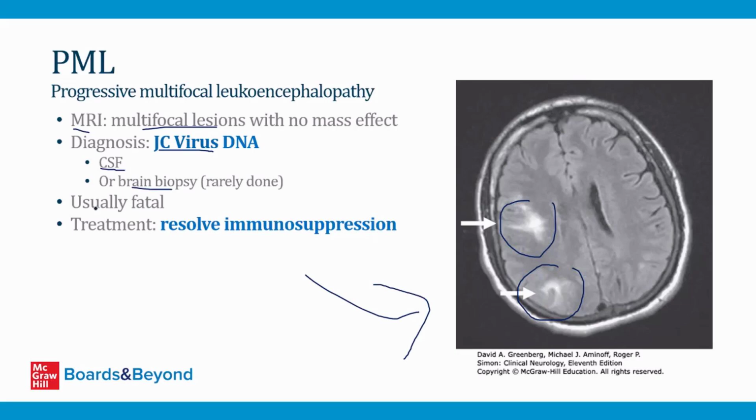And this is usually a fatal condition. That's why it's so feared as a complication of natalizumab for multiple sclerosis. Really, the only treatment is to resolve the immunosuppression and reconstitute the immune system.